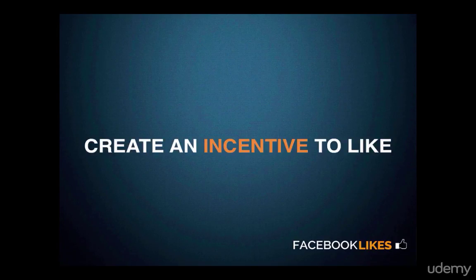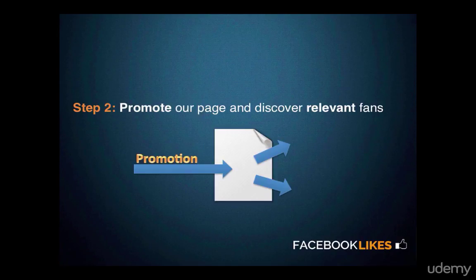Essentially, we're creating an incentive to like when we get traffic on the page. So we're optimizing our conversion from people on the page to likes in step 1. Step 2 is to promote our page. Again, we're going to be using 100% proven free strategies to promote our page, and we will therefore discover relevant likes through this promotion and then conversion.